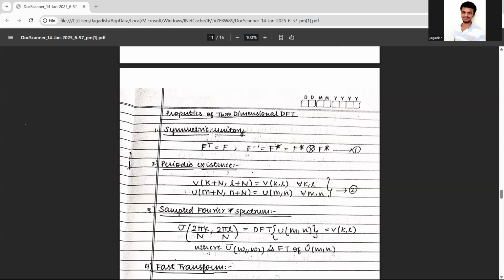The first property is symmetry and unitarity. So F transpose is equal to F. F inverse is equal to F star. So F star is the complex conjugate of F. So that will be your first property. The periodic existence is nothing but V of K plus N comma L plus N, which is equal to V of K comma L. So U of M plus N comma N plus N is equivalent to U of M comma N.